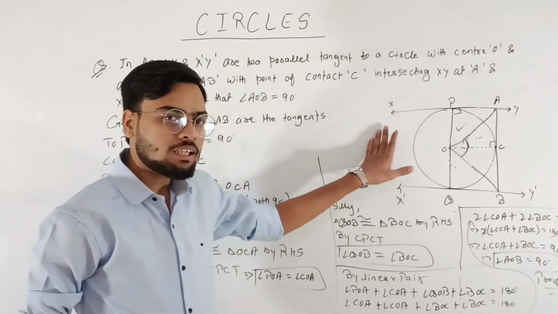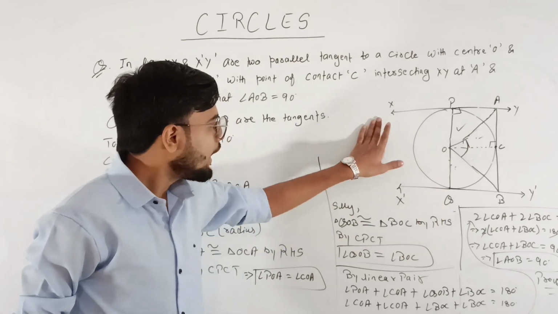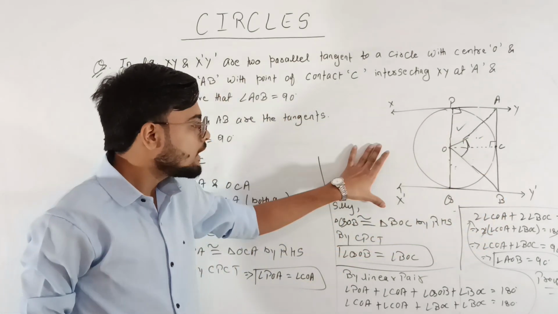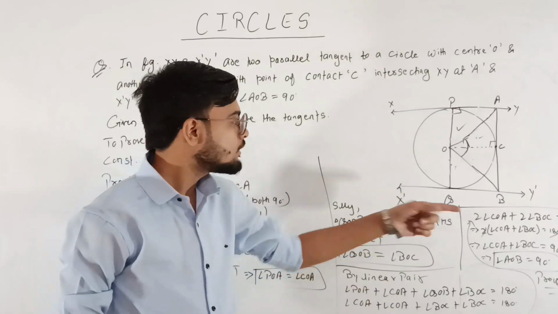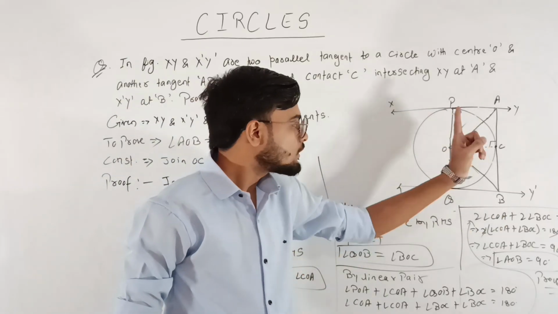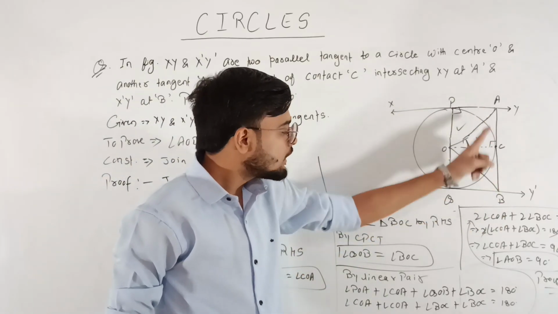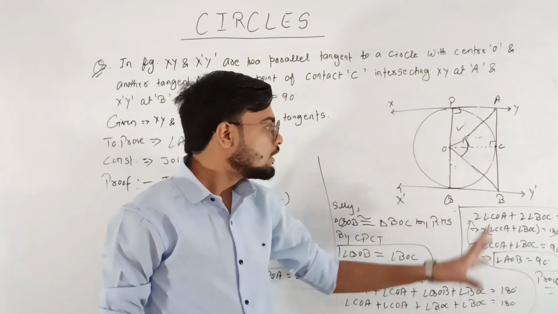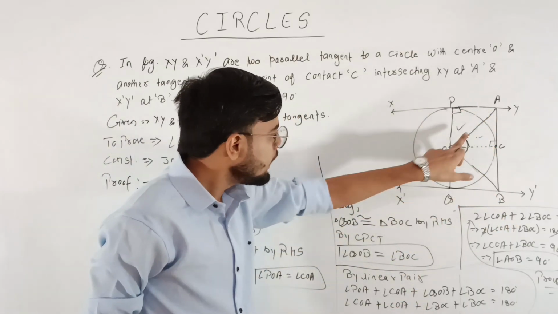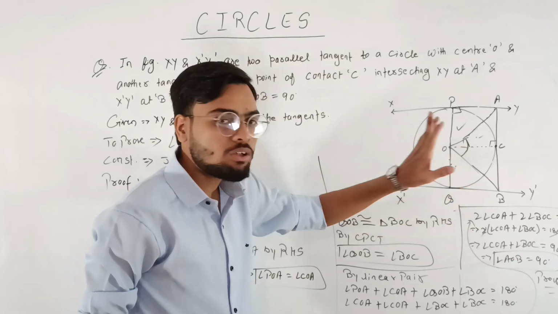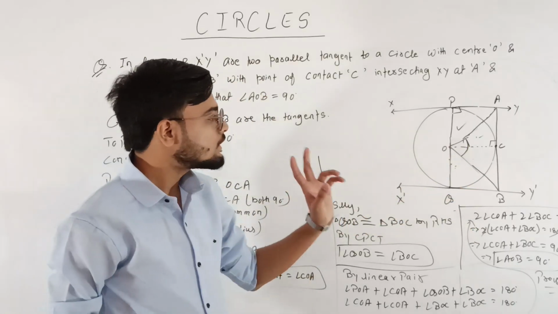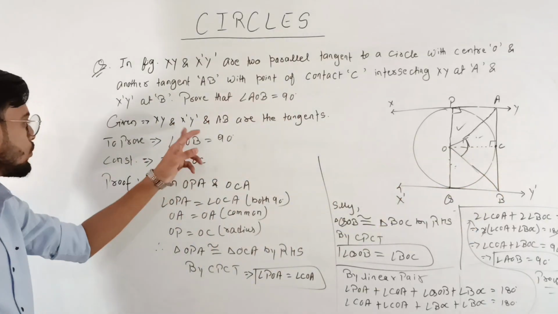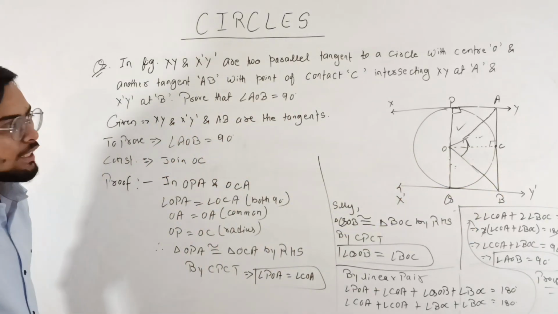Question said that there is a circle with center O, and XY and X dash Y dash are two parallel tangents to this circle, and another tangent AB which touches this circle at point C, and this tangent intersects XY at point A and X dash Y dash at point B. Then we have to prove that angle AOB is equal to 90 degree. So for this I do one construction. I join O and C. Okay, so join OC and we have to prove angle AOB is 90 degree.